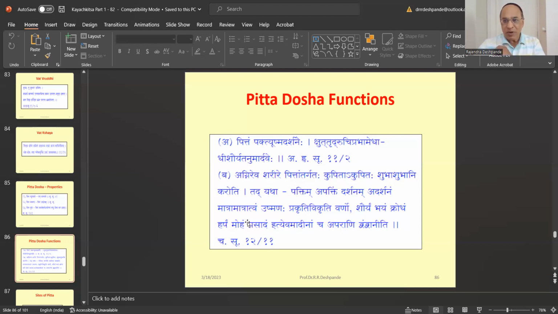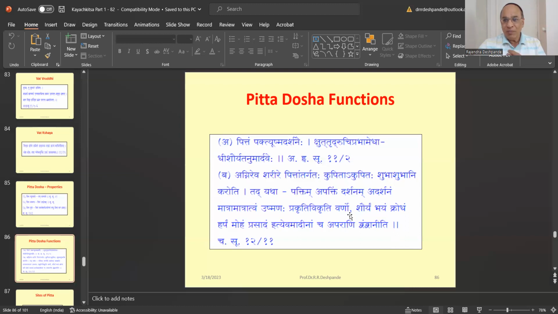Matra, Amatratvam, Ushmana: again, the heat regulating mechanism. If the Pitta is in a physiological state, it will do proper heat regulation. That is equilibrium, homeostasis. But if it is disturbed, Pitta Prakopita, then Amatra Ushnatvam: hyperpyrexia may be there or hypothermia also may be there. Okay.